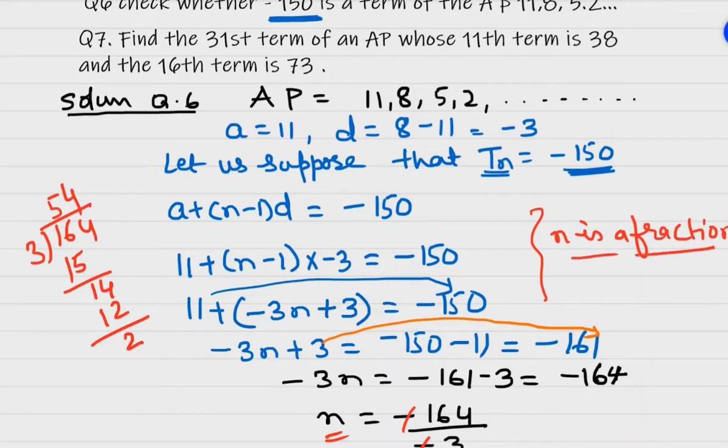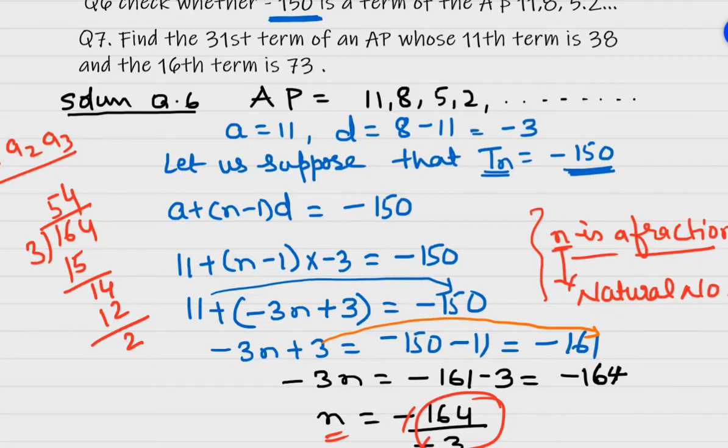Can the term come in fraction? You have A1, A2, A3, but do you have A1 by 2 or A1 by 7 or A2 by 9? Is it possible? No. Terms cannot be in fraction. They should be in numbers. This n is a natural number. So, since we have got this as a fraction, we can say that minus 150 is not a term of the given AP.